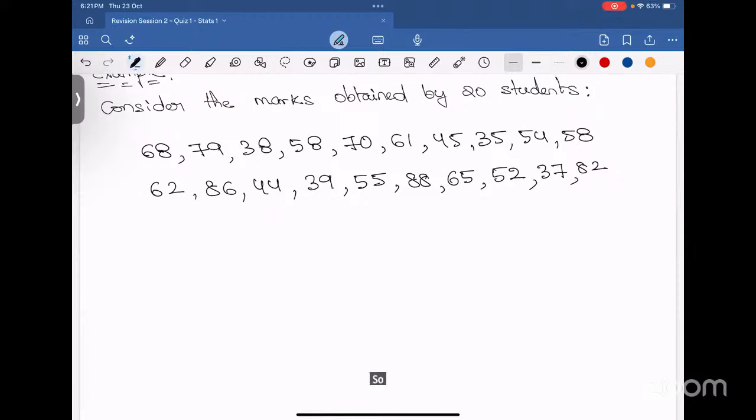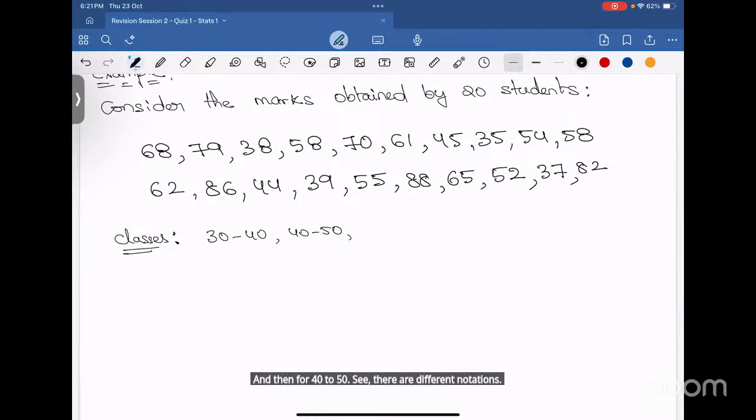So the classes that we are going to choose are, we'll say 30 to 39, or we'll say 40, and then 40 to 50. See, there are different notations. If you determine these classes in this way, the right hand side point will not go into this class, rather it will go to the next class.